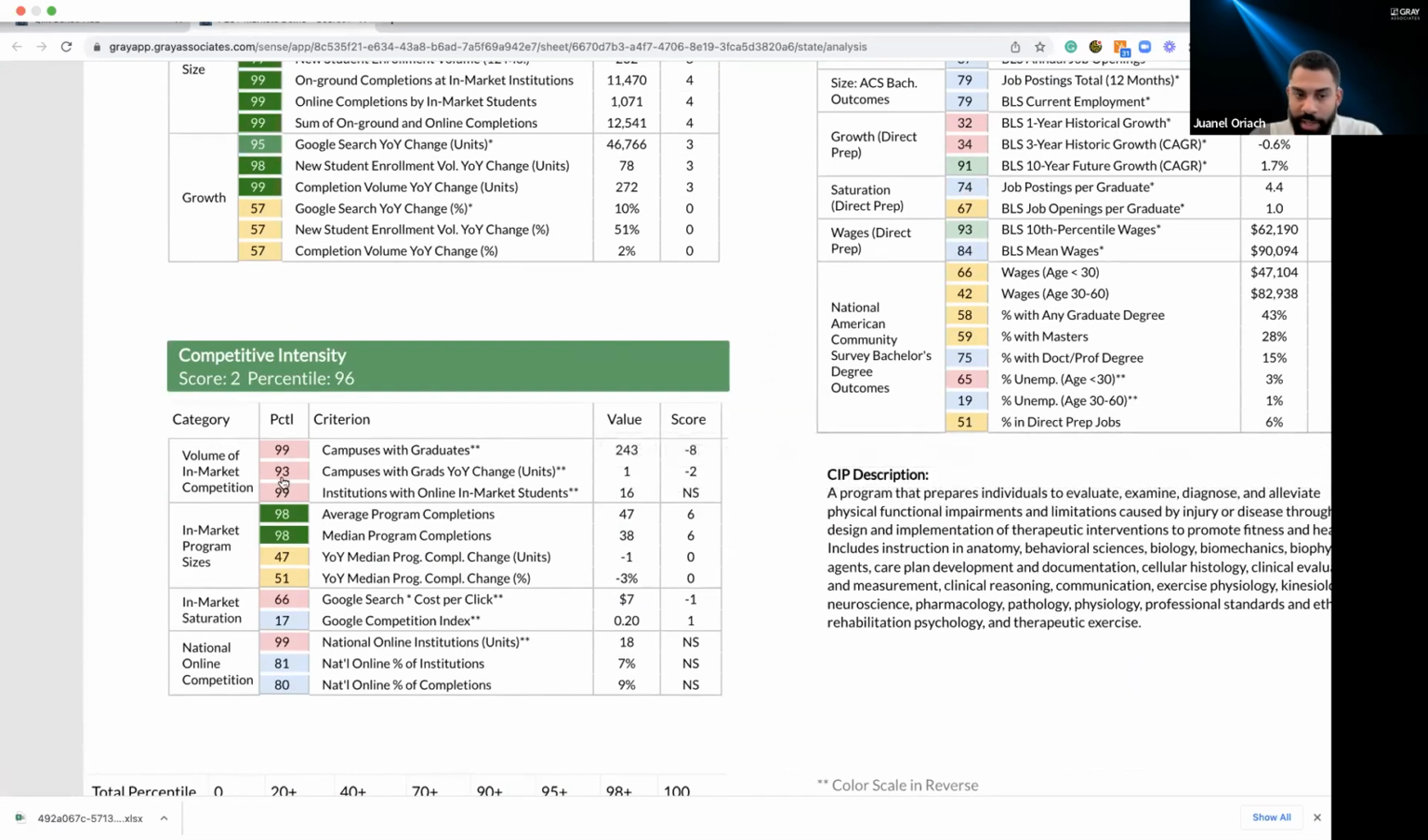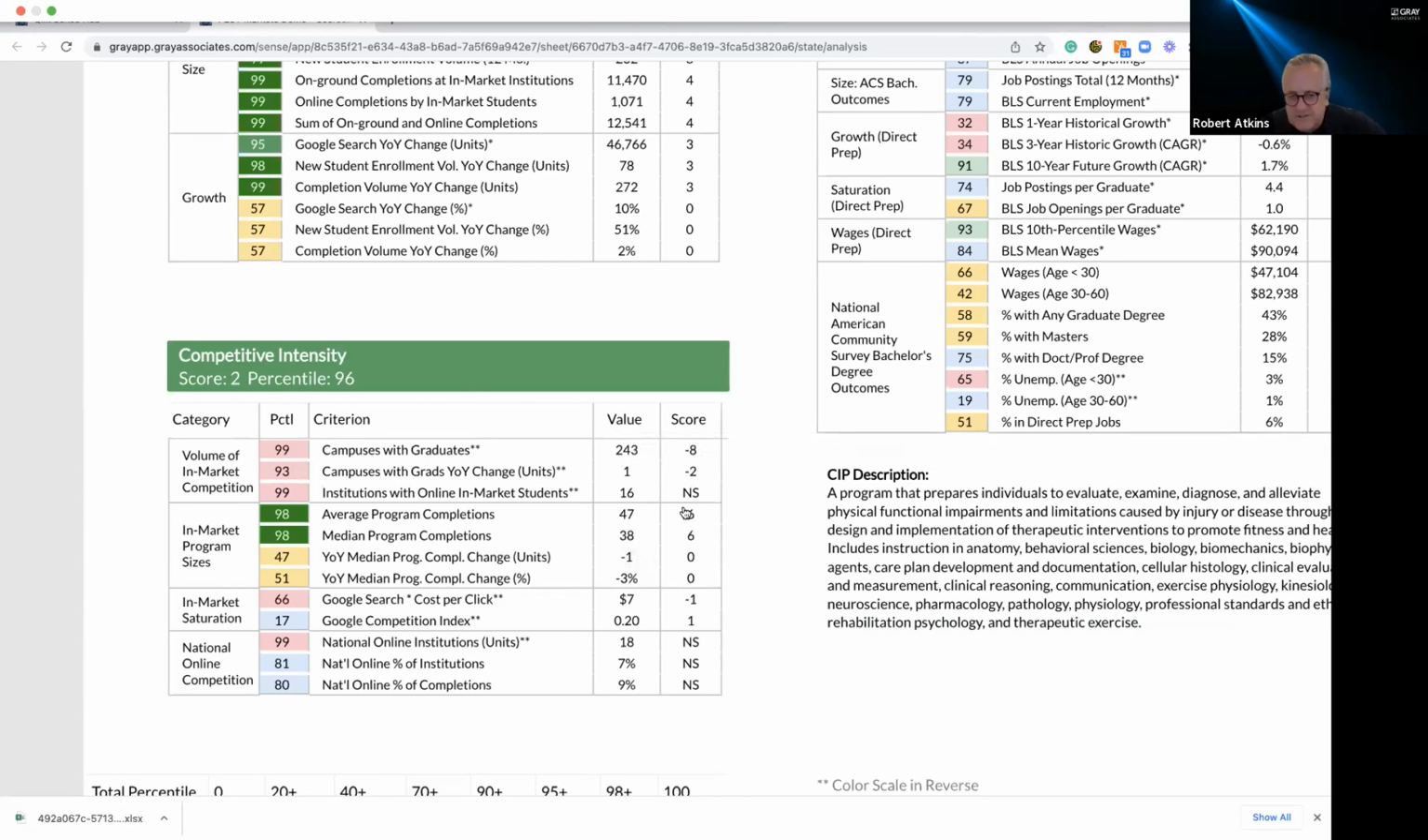We're going to see some of these pinks here. Something like a 99th percentile all of a sudden is pink, because in the scope of competition, we inverse our understanding. The higher the volume, the more competitive it's going to be. So something like 243 campuses with graduates, a 99th percentile value, actually results in a -8 here under competitive intensity. We're seeing one campus entered this market year over year. And then we see some significantly large average and median completions relative to all other programs: 47 average completions and 38 median program completions.